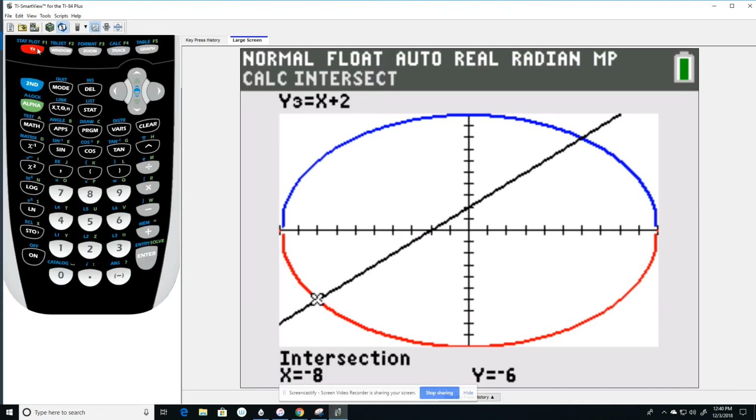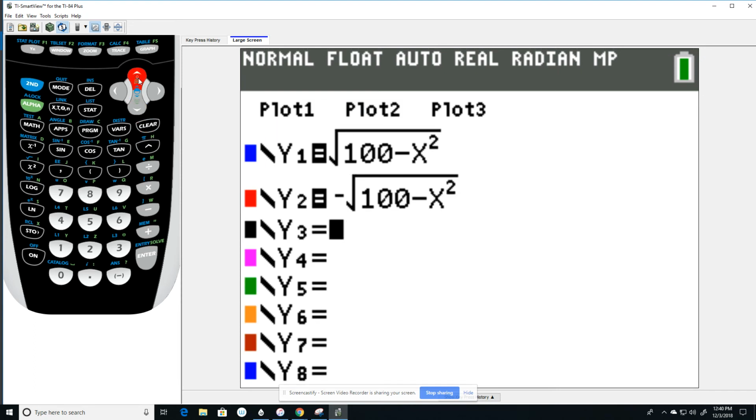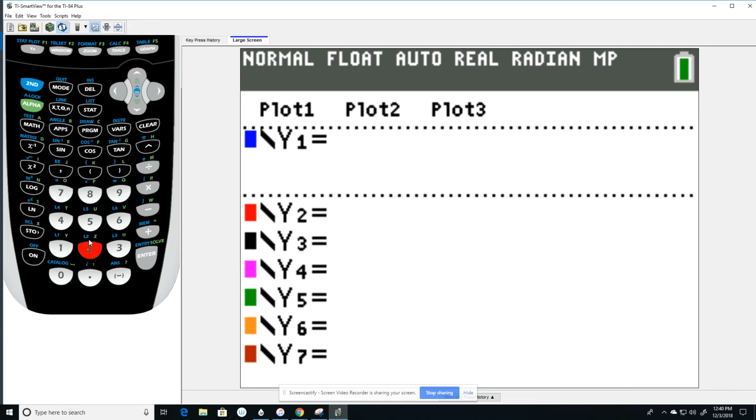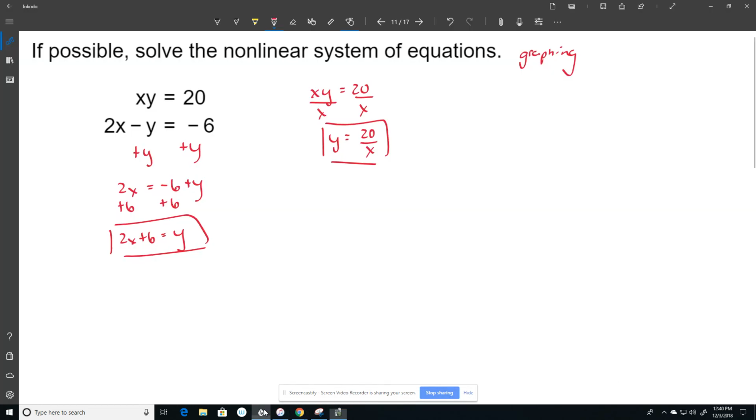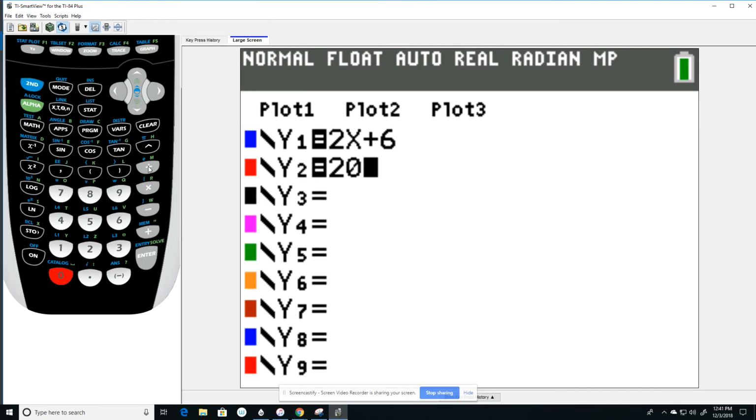Now when I graph these, let's go ahead and get rid of this extra stuff. We had 2x plus 6, I think, or did I forget already? 2x plus 6 equals y, and then 20 divided by x. So 2x plus 6, there's my first one. 20 divided by x, there's my second one.